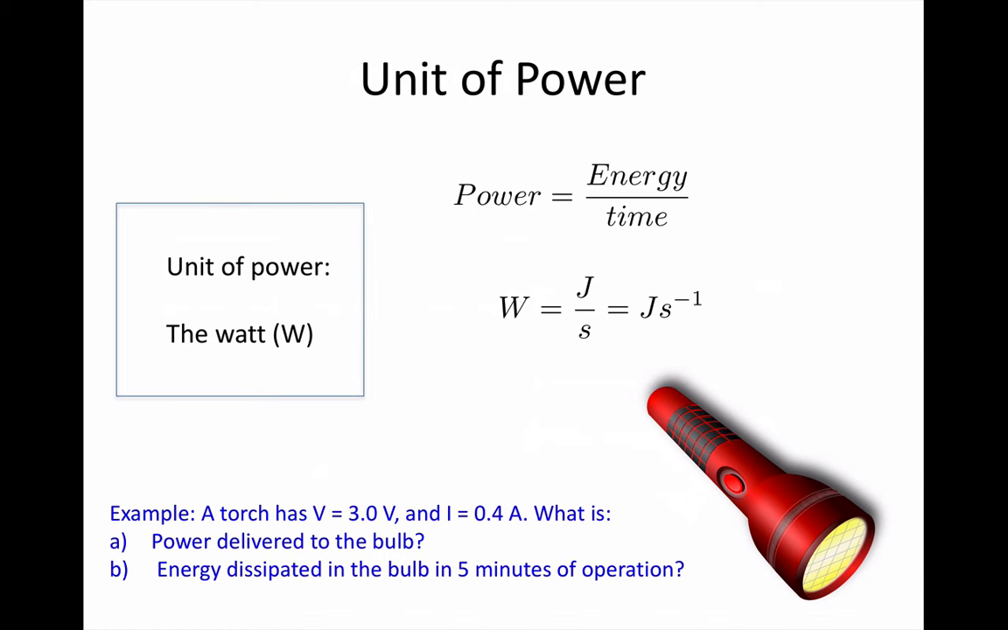Now, since power equals energy over time, that also means that watts is the same thing as joules per second. So let's do a calculation. We have a torch here with 2 AA batteries, each 1.5 volts. So we have a voltage of 3.0 volts, and the current through that light globe is 0.4 amps. Firstly, we'll work out the power delivered to the bulb, and then we'll look at the energy dissipated in that light globe when it's been running for 5 minutes.